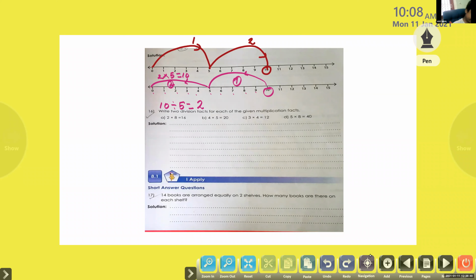Write 2 division facts for each of the given multiplication facts. A. 2 into 8 is equal to 16. Yes, that one do yourself. Everybody write it now. For that question, everybody write 2 division facts from the given multiplication. Wait, let others write. After that, you can say the answer. Ma'am, I wrote two facts. Wait, let others write.